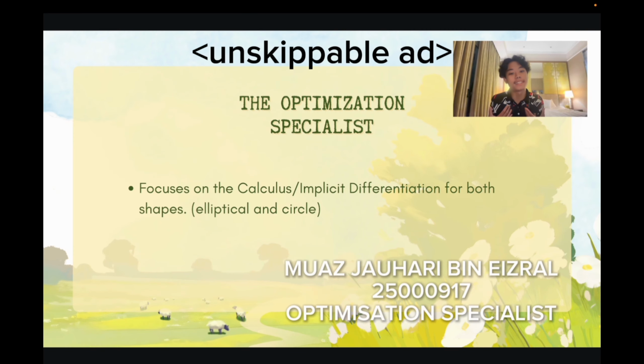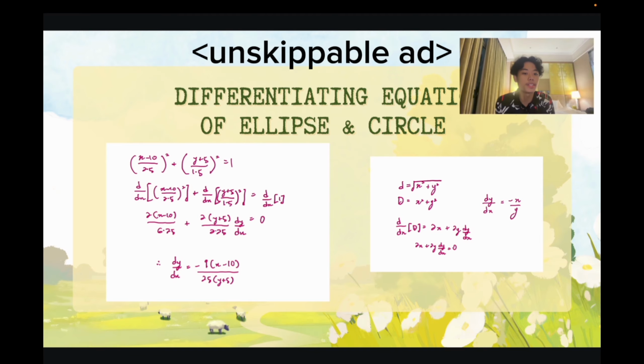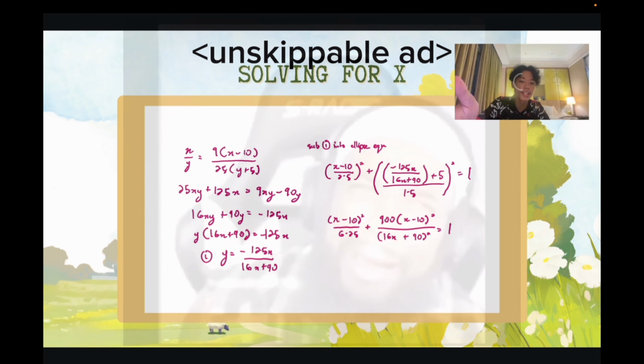Alright, it's your boy, the optimization specialist. As a specialist, my job is to differentiate the equations that come to me. Now we have the ellipse and the circle. We differentiate both of them so we can equate them later, to find what x equals and what y equals. That's my work over there.